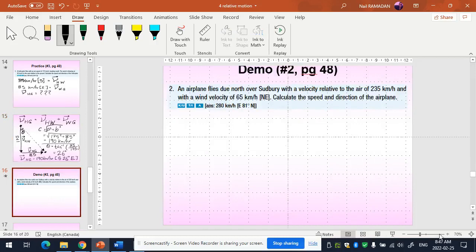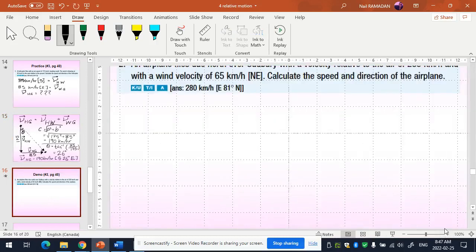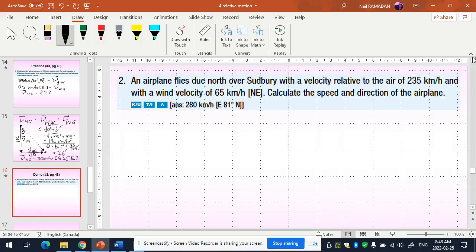All right. Okay. The last problem in your handout, in your slideshow. An airplane flies due south. Sorry, due north over Sudbury with a velocity relative to the air of 235 kilometers per hour and with a wind velocity of 65 kilometers per hour northeast. What does northeast mean? What's the only angle that does not have to be given inside of the square bracket? Noura, can you guess? 45, because obviously that's the only way where north 45 east is the same as east 45 north. So whenever it says just purely northeast, it means the angle is perfectly between the north and the east, and that could only happen if it's 45.